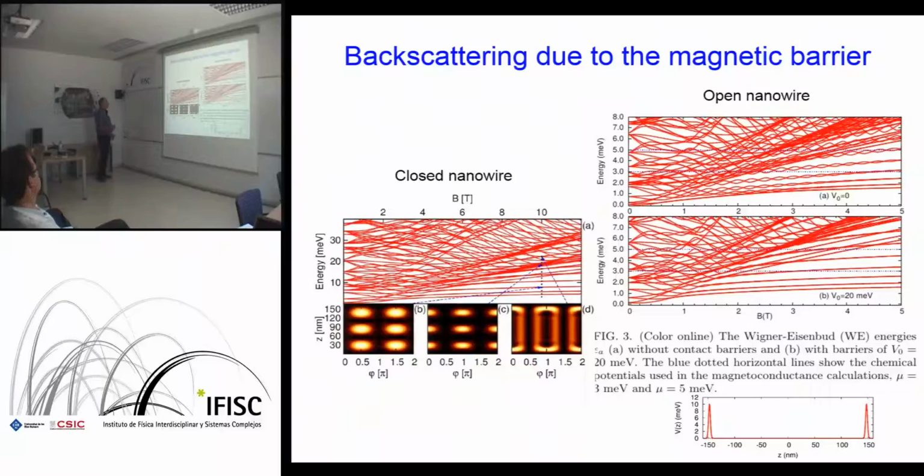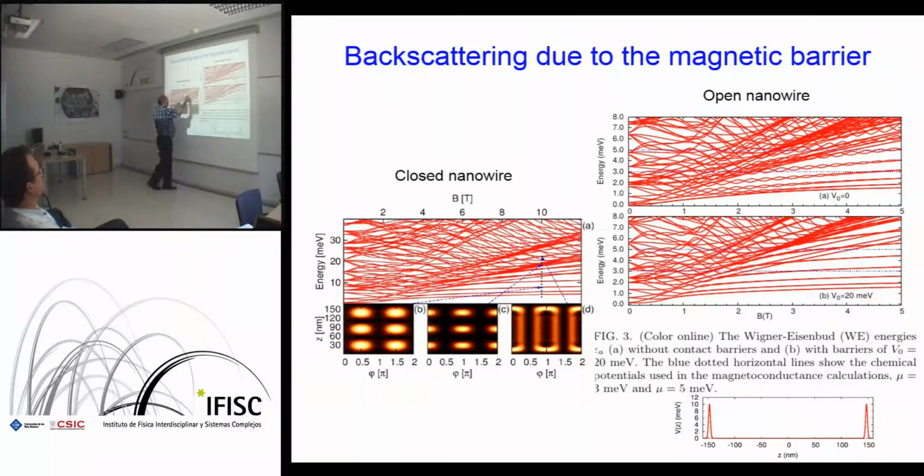Of course, rigorously speaking, you don't want to do that, but in a first approximation, this is, I would say, a first choice. The second advantage is that, in fact, you can create a magnetic barrier. So if you have a magnetic barrier, then you would have reflections, transmission and reflection. And now, the energy spectrum, which is obtained with the Neumann boundary conditions, which is called Wigner-Eisenbud, has this structure.